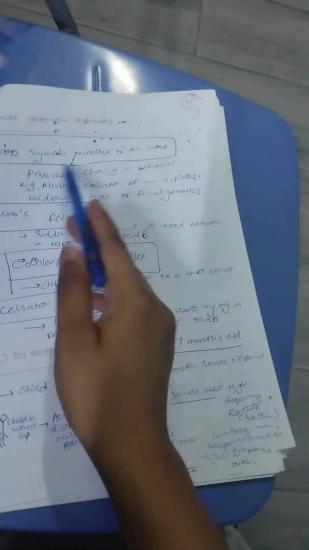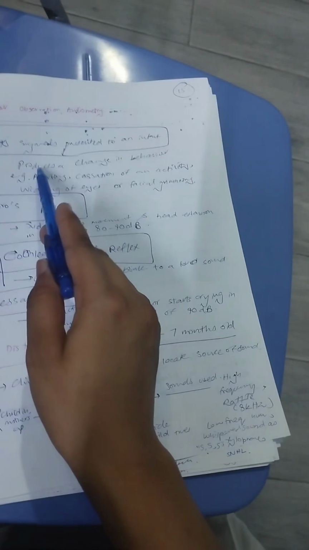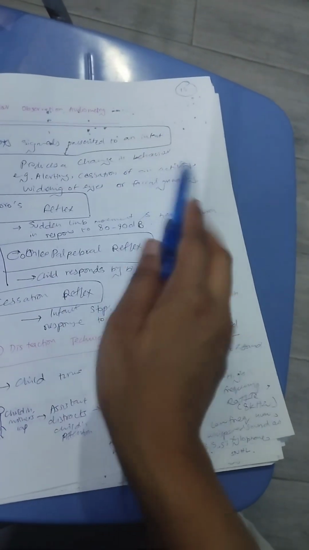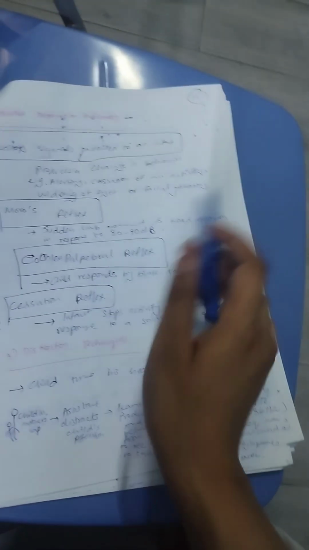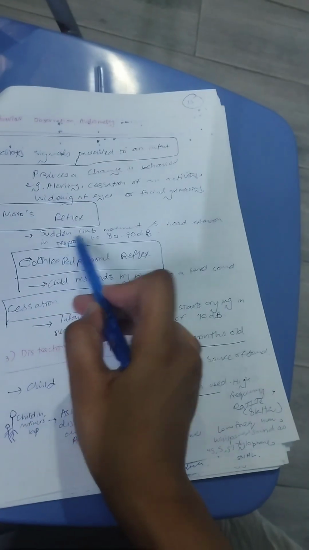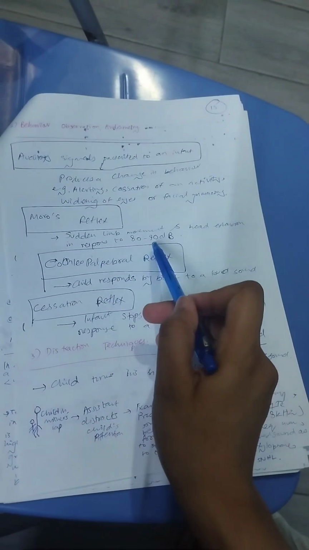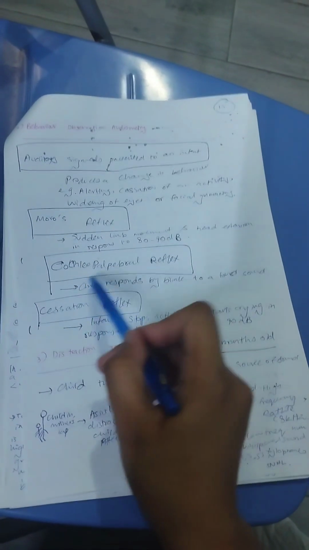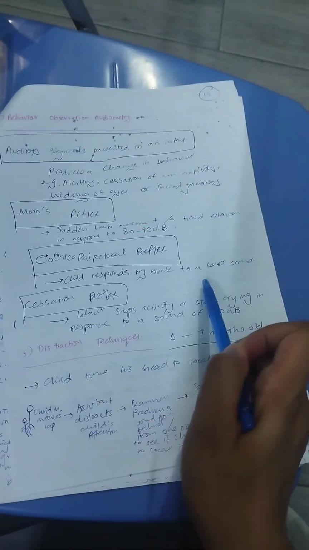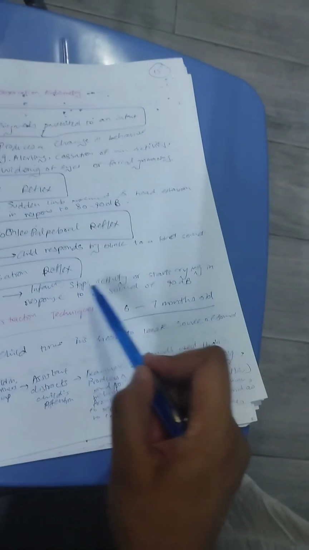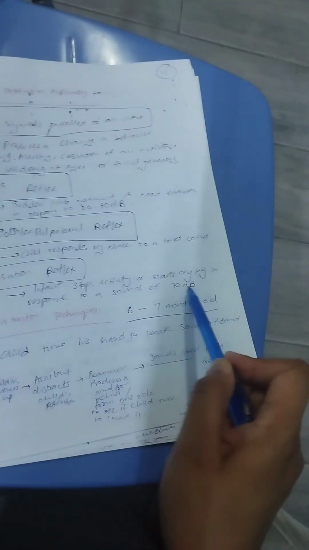Now for the behavior observation audiometry. So auditory signals are presented to an infant. It produces a change in behavior, for example, alerting, cessation of an activity, widening of eyes, or facial grimacing. Then we have Moro's reflex. So we are going to observe sudden limb movement and head extension in response to 80 to 90 decibels. And then there is the CP reflex, or cochleopalpebral reflex. So the child responds by a blink to a loud sound. With the cessation reflex, the infant stops activity or starts crying in response to a sound of 90 decibels.